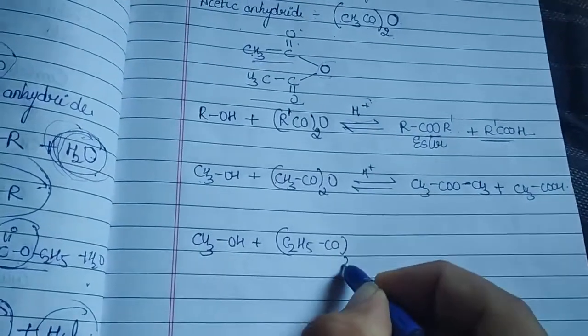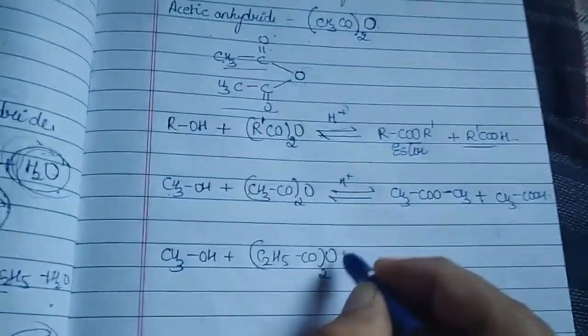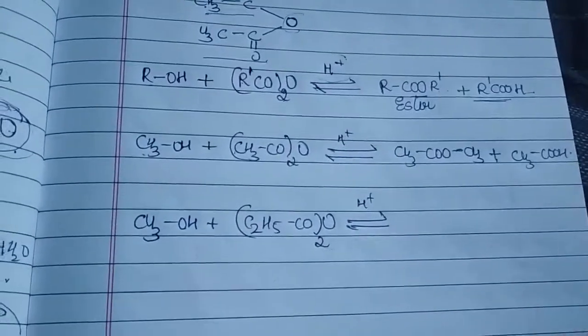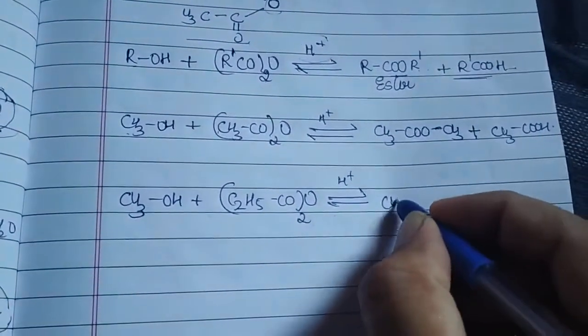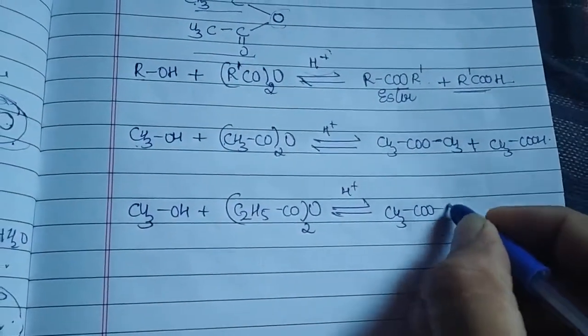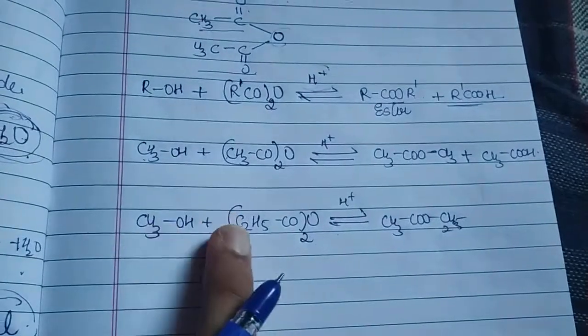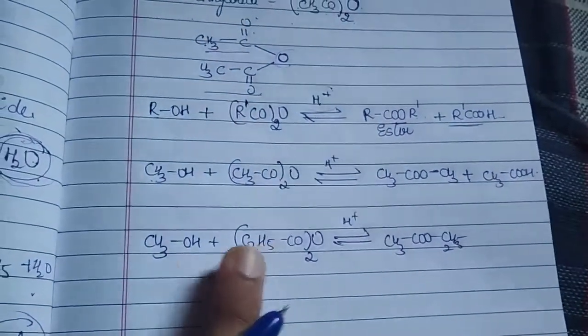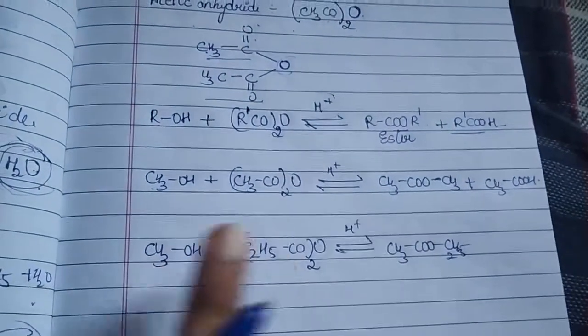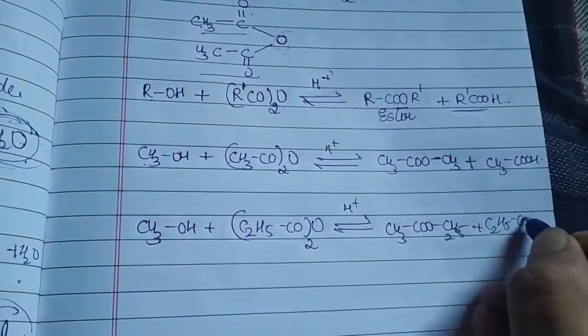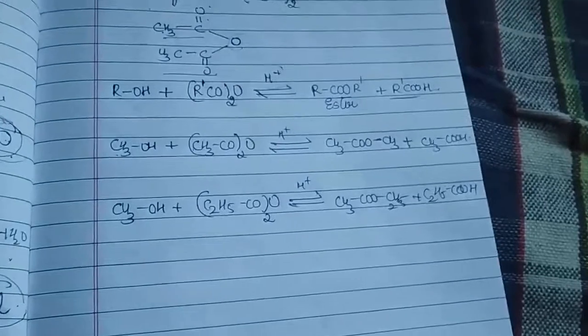C2H5CO twice O. So identify your A and B. There should not be a confusion. Remember, first one that comes is CH3COOC2H5. One R is included here. So don't write this CH3. Instead, what do you have to write? C2H5COOH. Certain times we make a mistake.